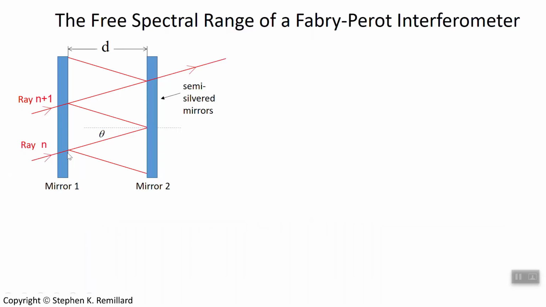If we send a ray down here, ray n, and we send in another ray above it, ray n plus 1, ray n will proceed through the cavity. It will bounce from the opposite mirror and come back and combine with ray n plus 1, and then they're overlapping each other and they might be out of phase, giving you a destructive interference out here where it emerges. So we need to look at the condition for destructive interference, so that's what we're doing here.